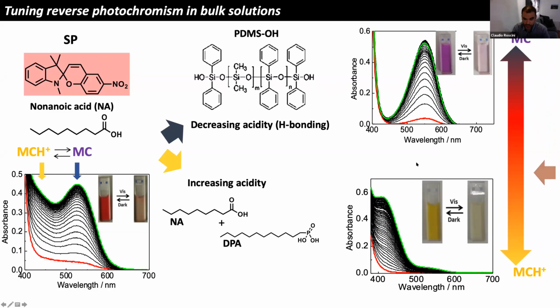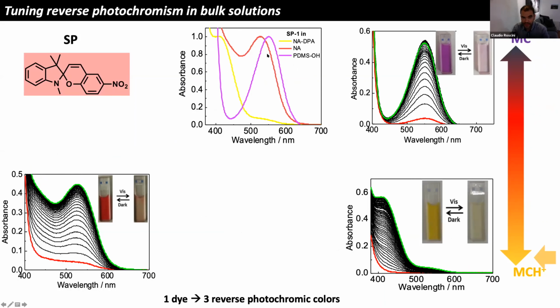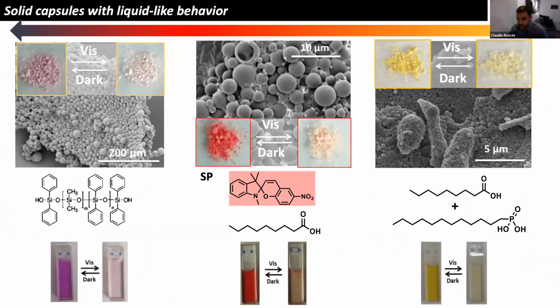On the other hand, if you increase the acidity of the material and you add dodecyl phosphonic acid to the nonanoic acid, you induce the protonation of the open form of these dyes and the yellow coloration of that. So basically, also this one can be photochromic, and this means that by using the same dye, we were able to stabilize 3 different colors by simply changing the medium of that. So if we were able to encapsulate this, we should have 3 different types of capsules with 3 different colors, and this is actually what we got.